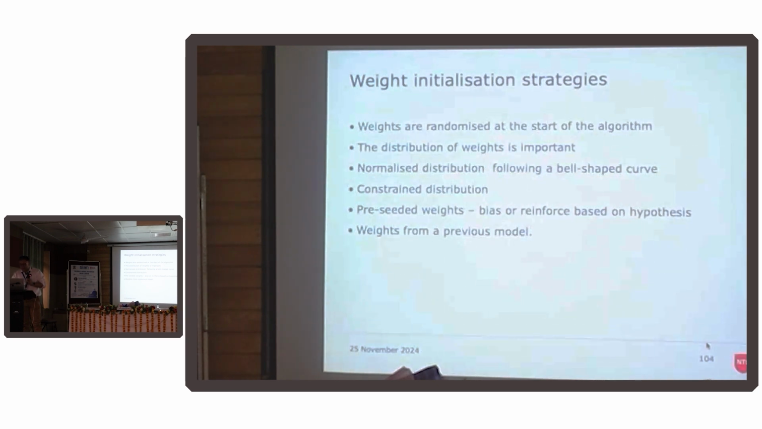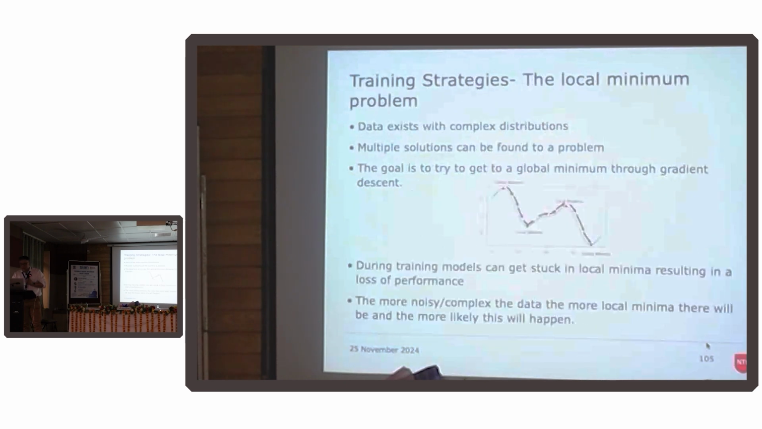So I'm coming to the end of what we're going to do today. There is a challenge, and this is about learning rate and momentum. So data exists with these complex distributions. You can imagine a surface with the potential errors of prediction of a neural network. And that surface has got peaks, it's got troughs, it's got deep bits, less deep bits. And you can imagine a ball that's rolling around that surface trying to find the lowest point. So that's the solution, the lowest point. So that's the global minimum.